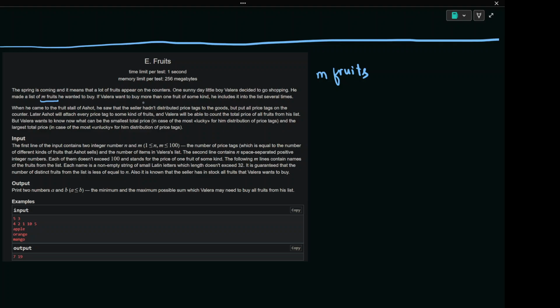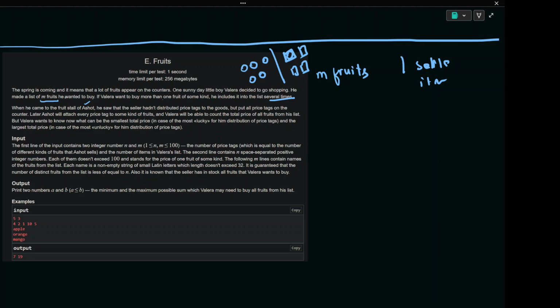And if Valera wants to buy more than one fruit of some kind, he includes it as several items. Okay. When he came to the fruit stall of Ashot, he saw that the seller didn't distribute price tags to the goods, but put all the price tags on the counters. So we have our items, and price tags over here separately. These are the price tags, placed separately on the counter.